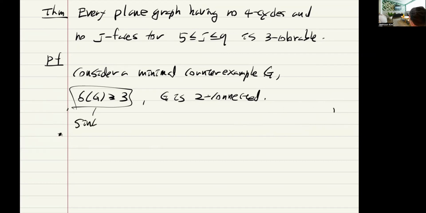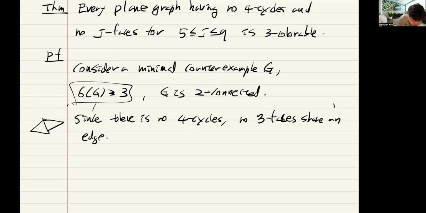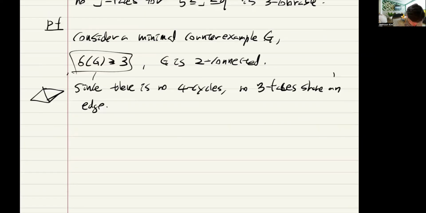And so this is a plane graph, and it's already embedded. There are no cycles of length 4. You know that those 3 faces share an edge. So this doesn't appear. If you have a triangle, a face of length 3 and then another face of length 3, they don't share an edge together.